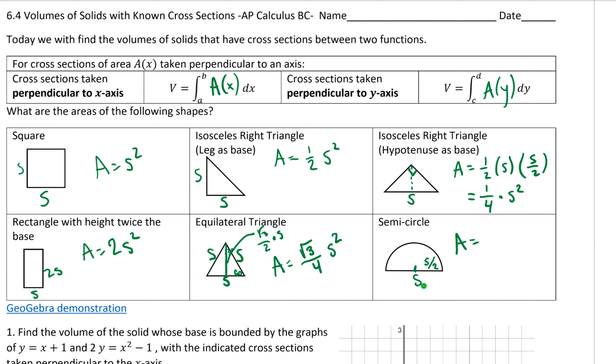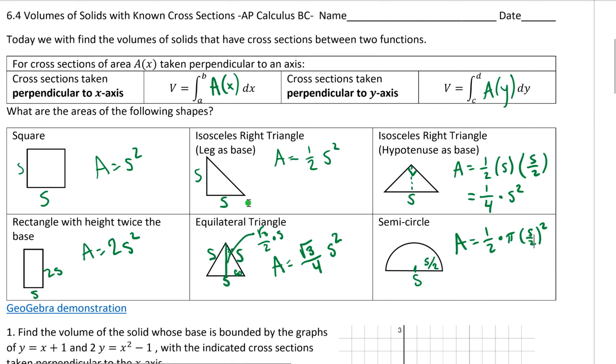Because it's pi r squared, but then S is half of the radius, so we will get 1/2, because it's half of a circle, times pi times the radius, which is S over 2 squared. So that's as far as I want to take that one. We can solve it later, but it's pretty cool looking. I could go 1/8 and all that, but I'm not going to remember it.